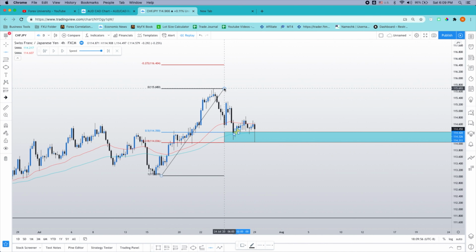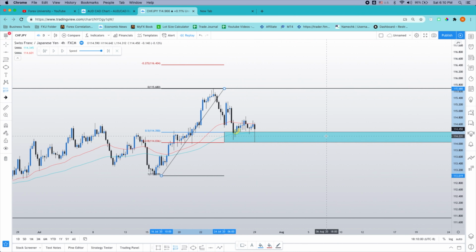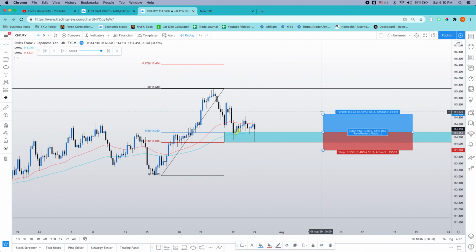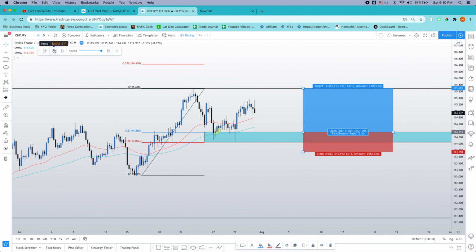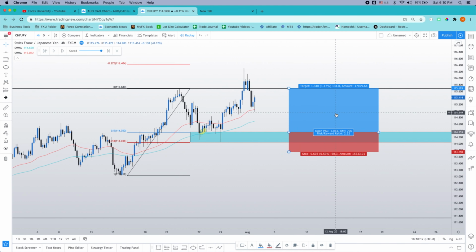So right here, let's pull out my long tool. My entry would have been right here. Take my profit to that level, put my stop loss below the 61. Let's do it below this wick over here, right? And let's press play and see where price goes. Boom. Okay, so I would have caught 134 pips right there.